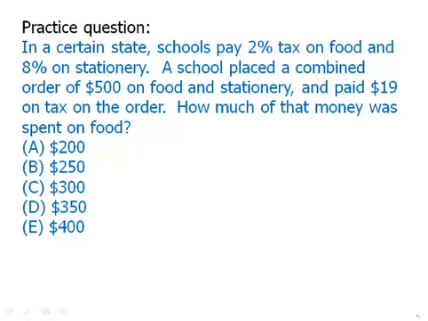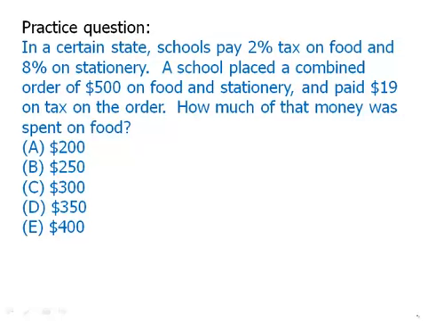Okay, this is a relatively easy practice question. In a certain state, schools pay 2% tax on food and 8% tax on stationery. The school placed a combined order of $500 on food and stationery and paid $19 in tax on the order. How much of that money was spent on food?